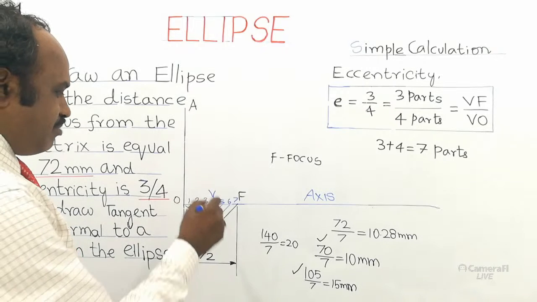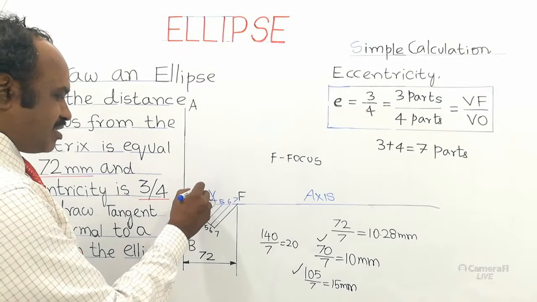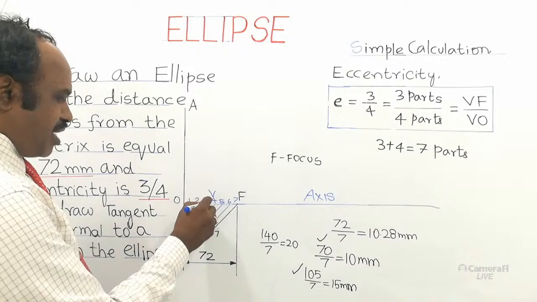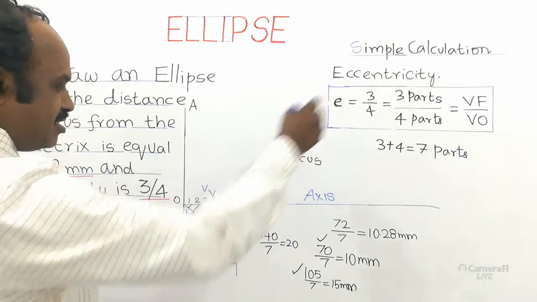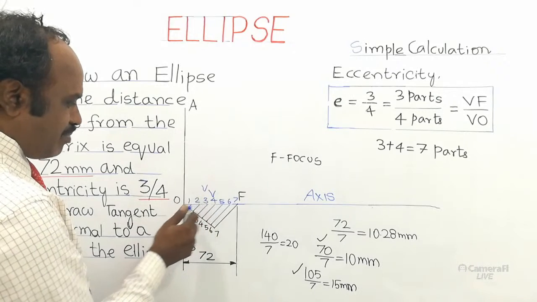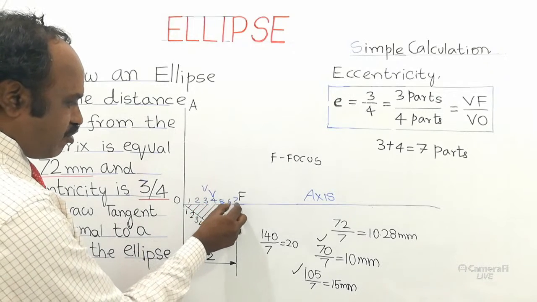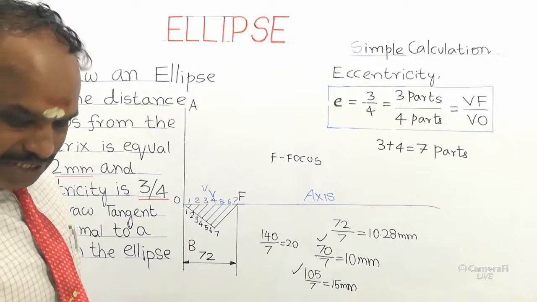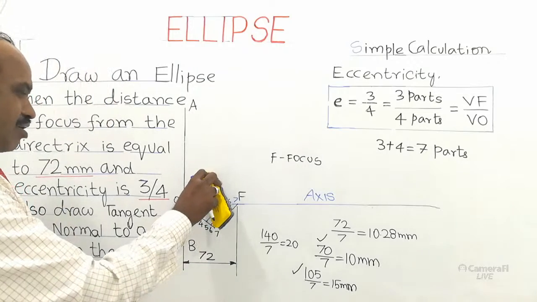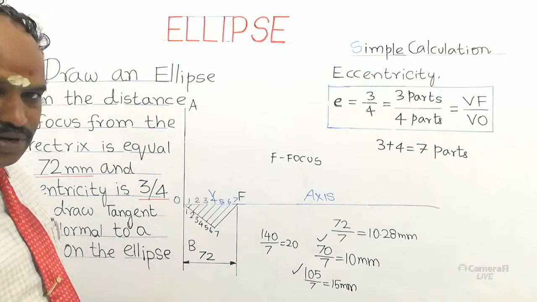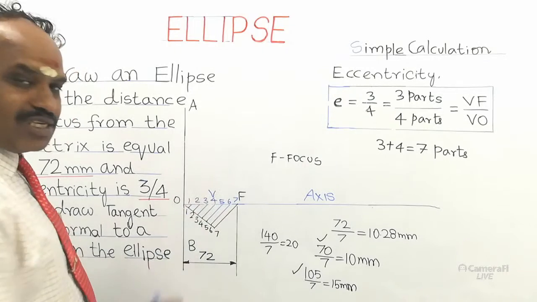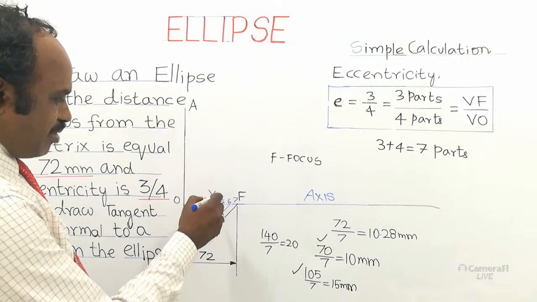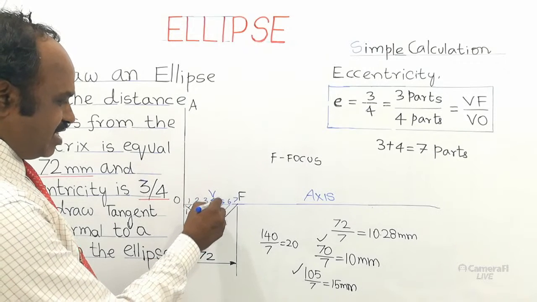Suppose we mark the third point as V, what happens? VF would be 4 parts and VO 3 parts. Measure and count here: 1, 2, 3, 4 parts. So it is wrong. Understand? We must divide and mark according to the eccentricity ratio given, so that we locate the vertex V. So the fourth point is the vertex marked as V.